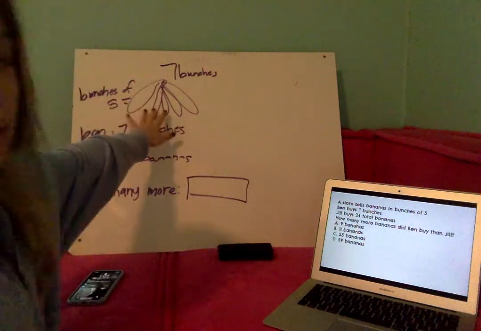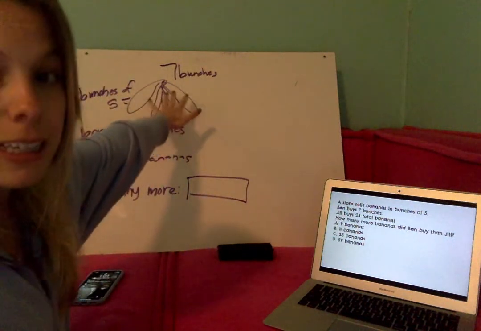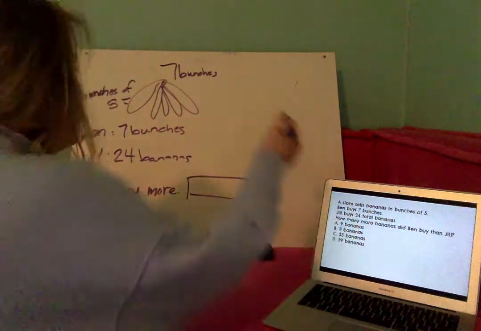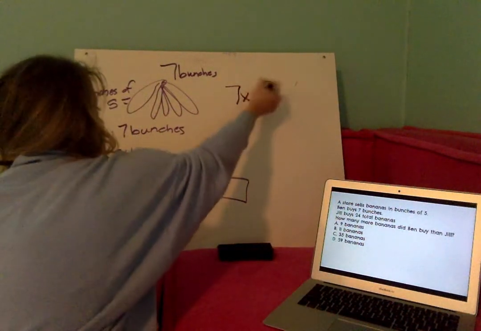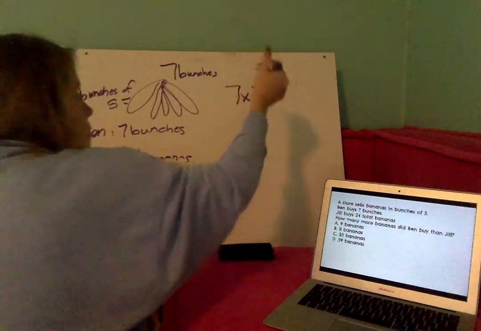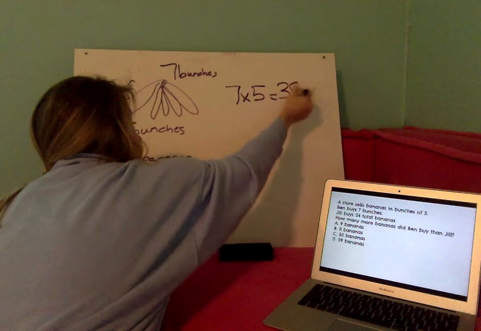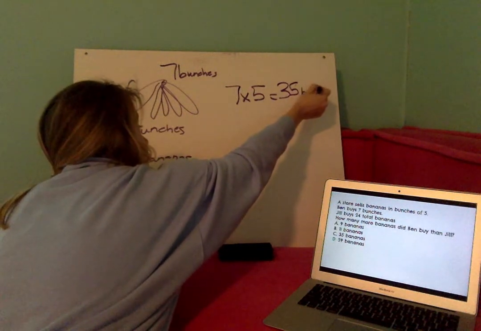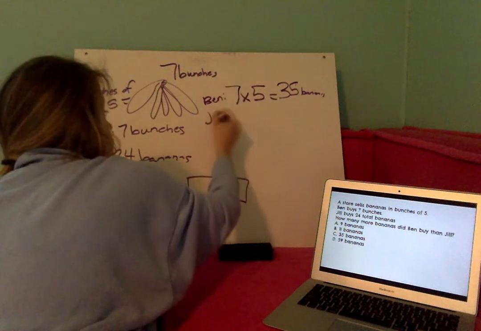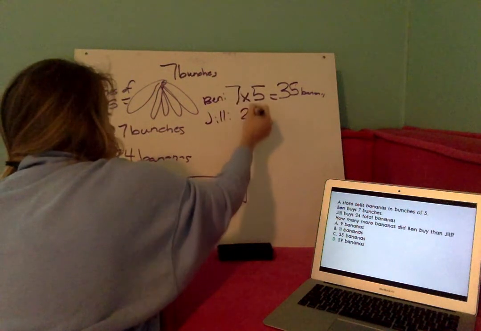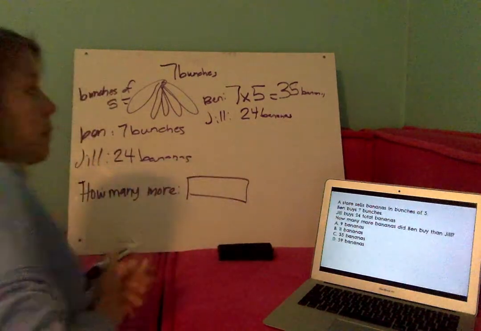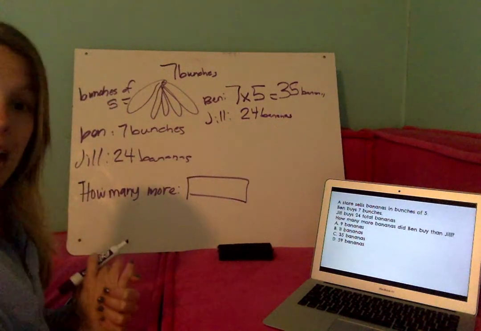So with my beautiful picture, there's 5 bananas in each bunch, and he has 7. So what you would do is 7 times 5: 7, 14, 21, 28, 35. That means that Ben has 35 bananas. Jill has 24 bananas.